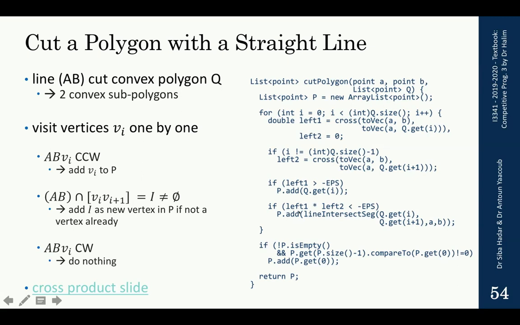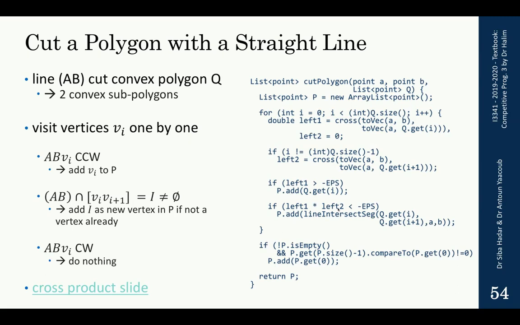Second case, we will see if left 1, which is the cross product of AB and A Vi, and left 2, the cross product of AB and A Vi plus 1, if the product of these is negative. If this product is negative, it means what? It means one of these cross products is positive and the other is negative. What does this mean?